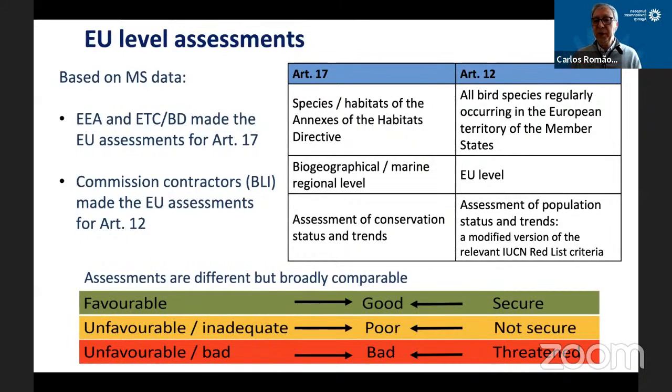You see here in the middle, this good, poor, bad. These are easy words we found to shorten the very long names that are officially given to favorable, unfavorable inadequate, or unfavorable bad. When doing graphics or communicating this to the public, it seemed rather confusing. So lately we have been using these three words to describe these terms, and they are equivalent between the assessments that are done for the habitats and species of the Habitats Directive and the population status of birds.